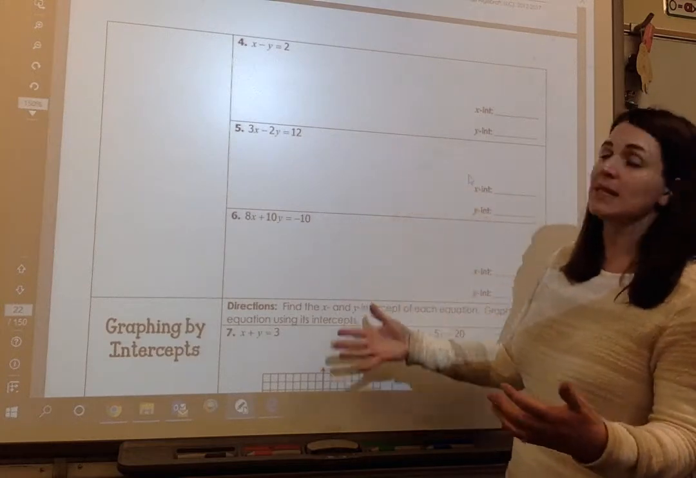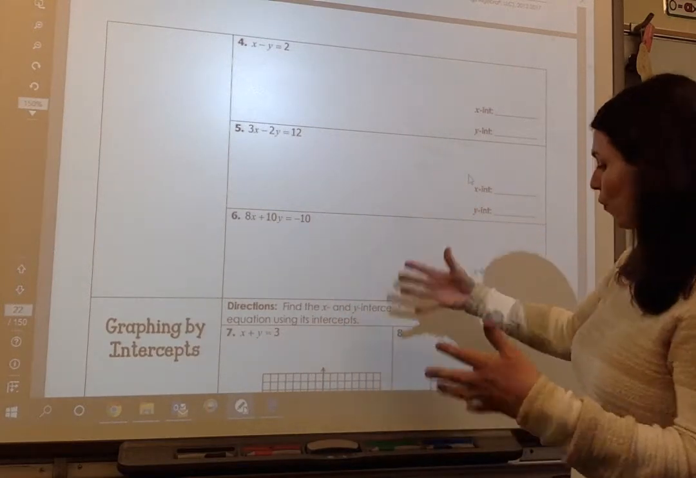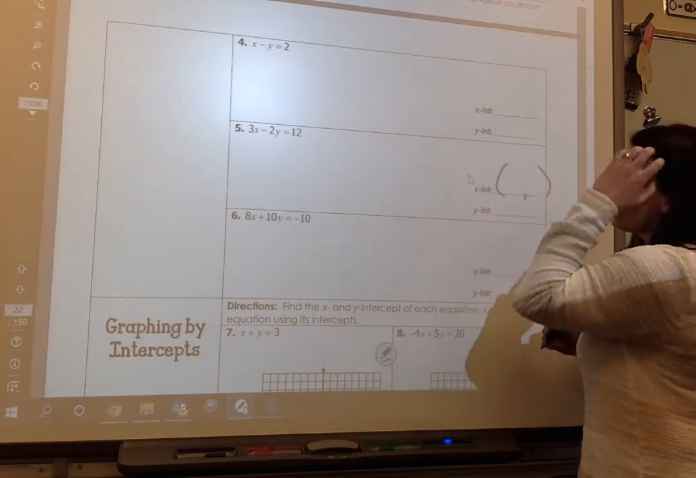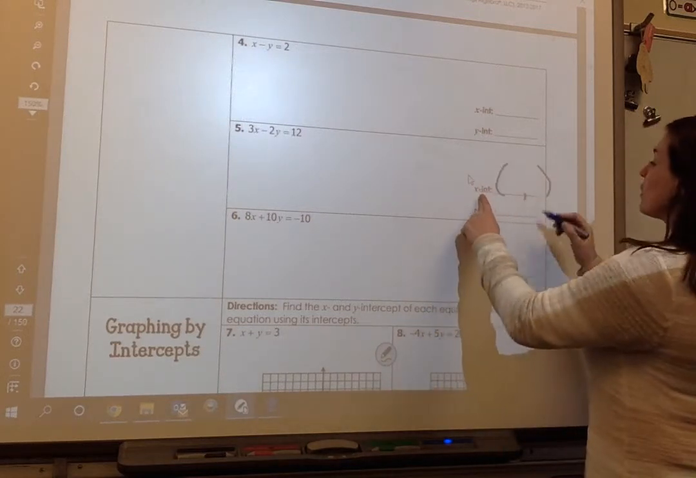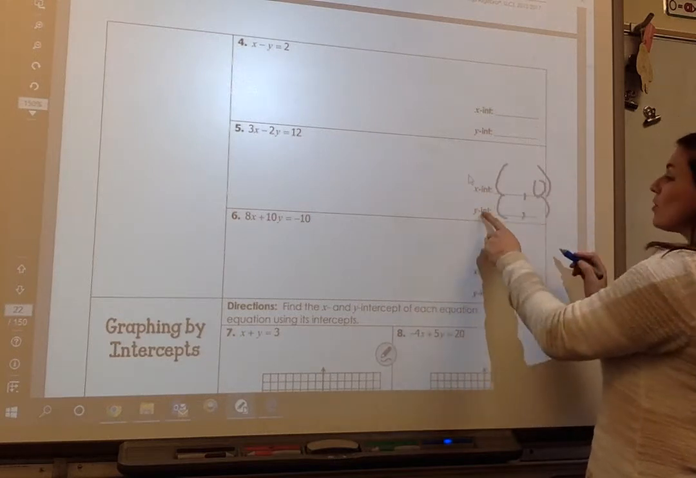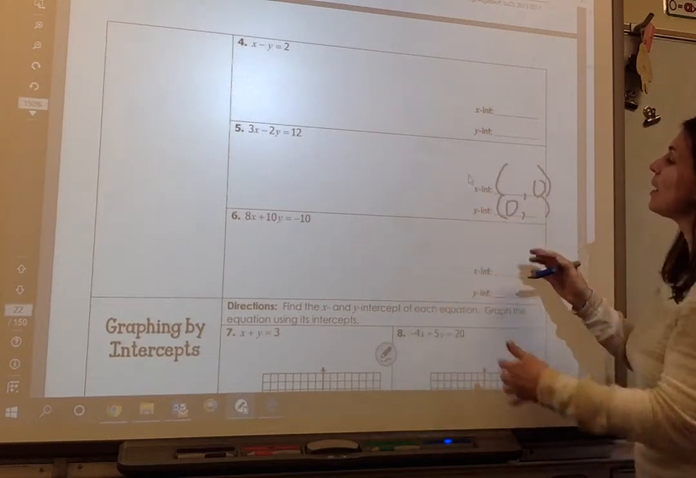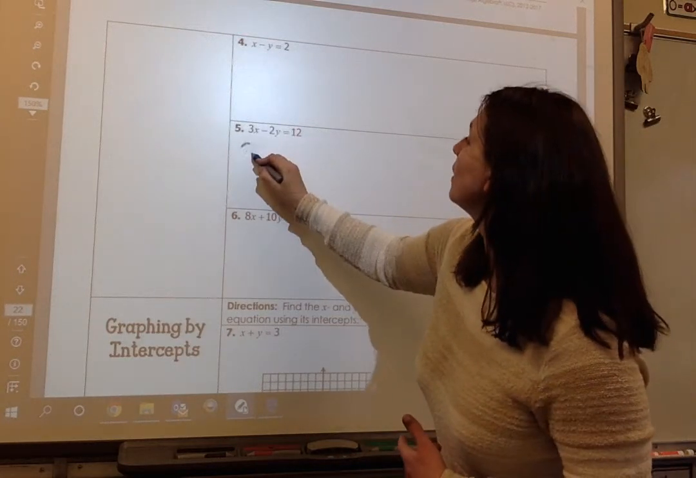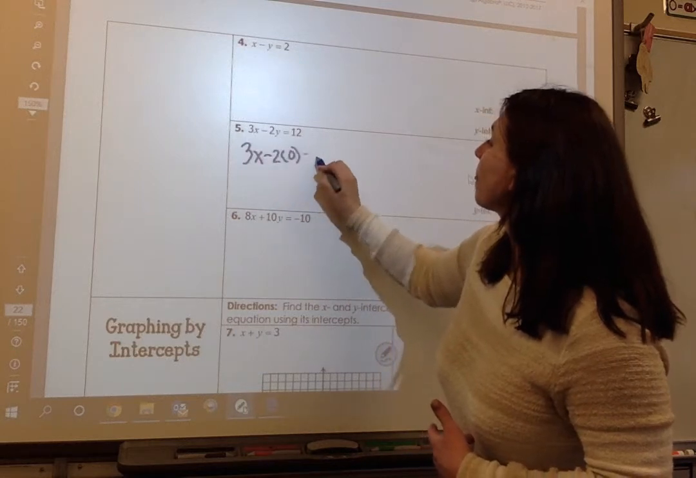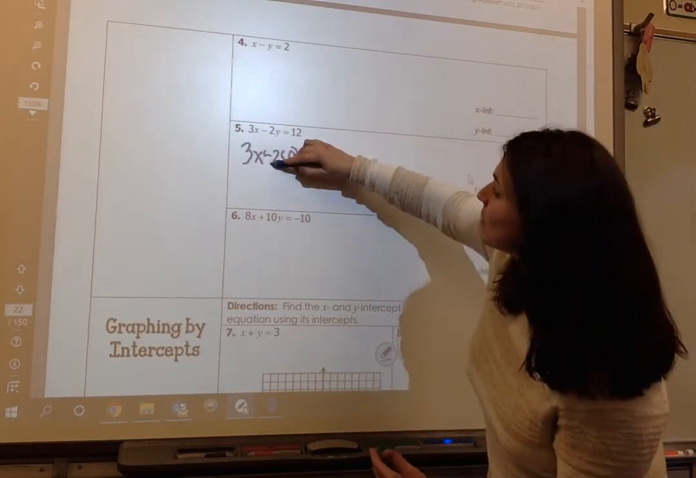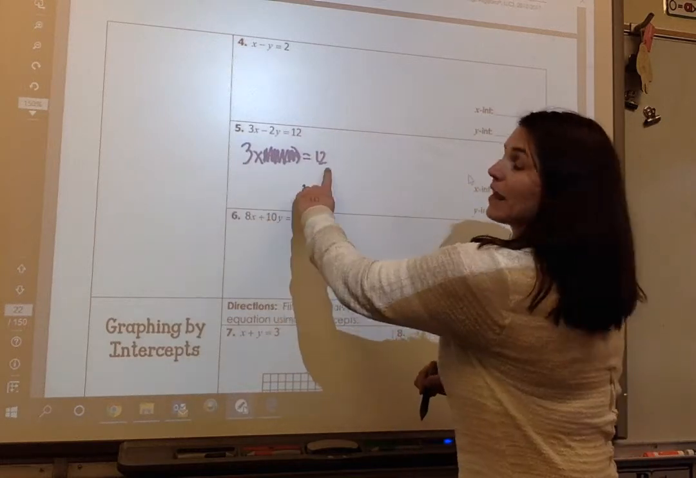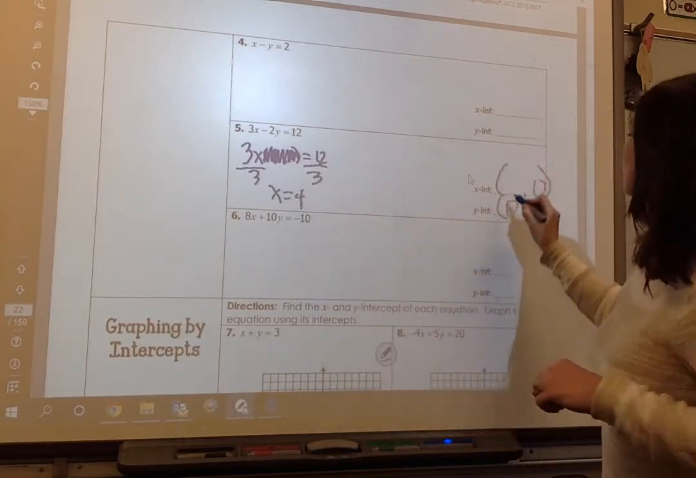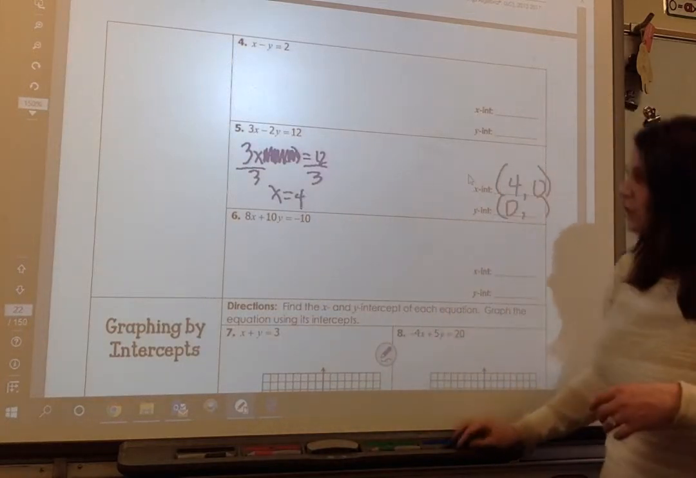You can even do it when it's in standard form. So when it's in standard form, it's the same concept. I'm still going to say, okay, when I find my x-intercept, my y value is 0, and on my y-intercept, my x value is 0. So it's the same thing. So here, if I want to solve for my x-intercept, I'm going to plug in 0 for y. And remember, anything times 0 just cancels out, and you're left with 3x equals 12. Divide both sides by 3, x equals 4.